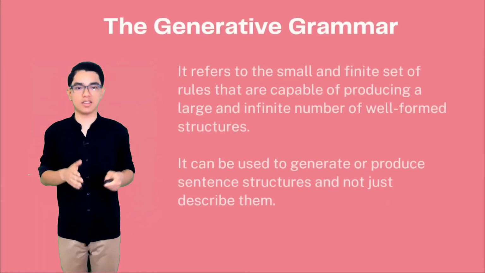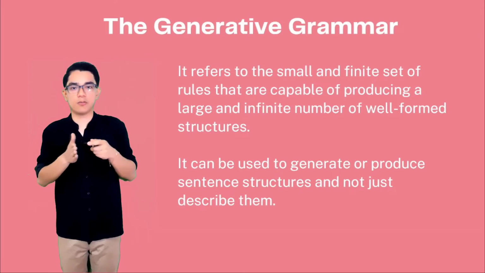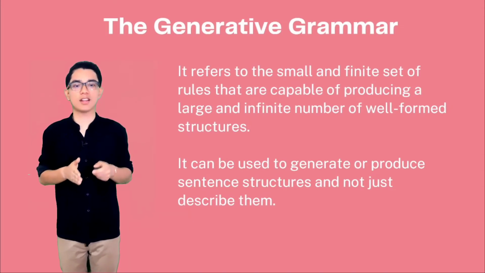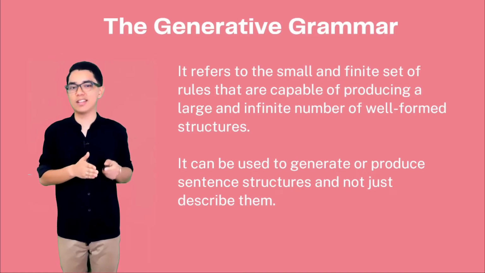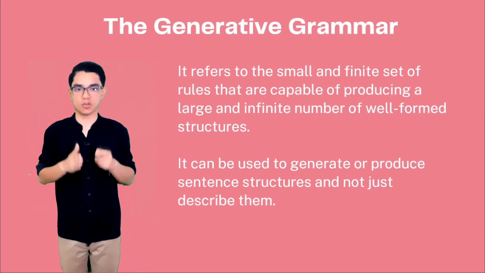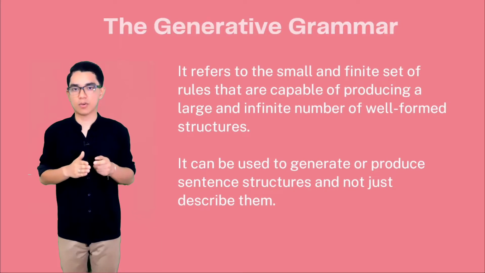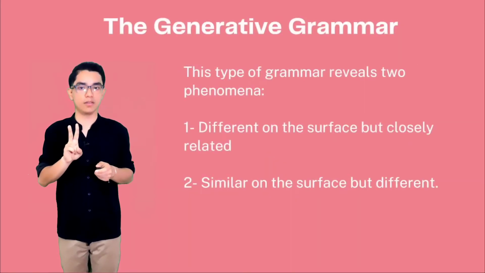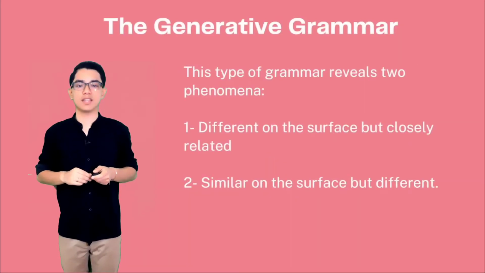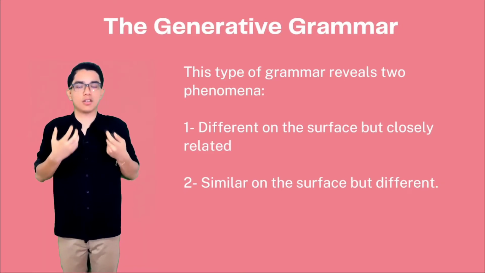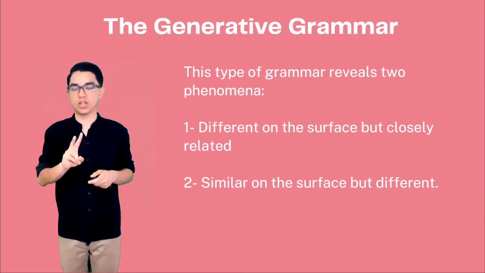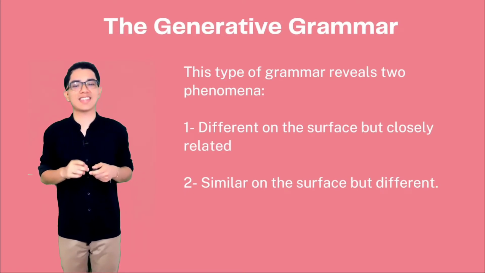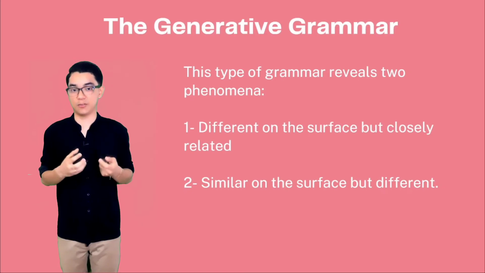Then we have the generative grammar. It refers to the small, finite set of rules that are capable of producing a large, even infinite, number of well-formed structures. This type of grammar reveals two phenomena. Number one, how some sentences can appear different on the surface but they are actually closely related. Number two, how some sentences can appear similar on the surface but they are in fact different.